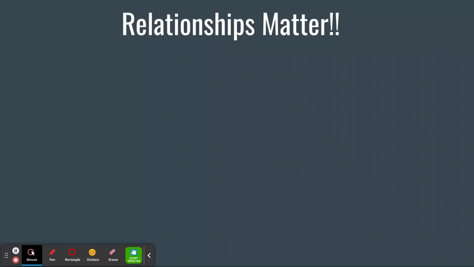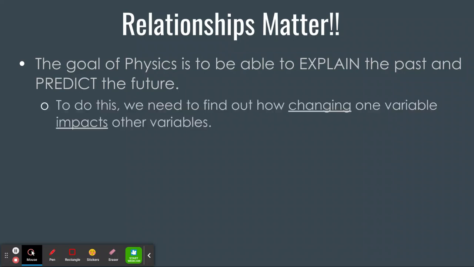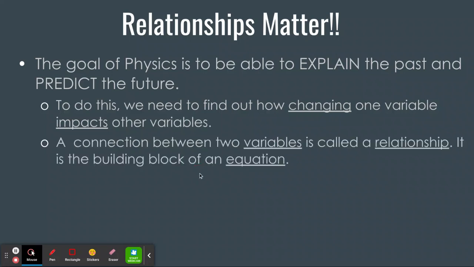Relationships matter. Let's talk about it. So, the goal of physics is to be able to explain the past and predict the future. That's all we're doing in all of our labs. To do this, we need to find out how changing one variable impacts the other variables. So you will usually have our independent variable that will change and one dependent variable that we measure. We see how that was impacted by changing the other one.